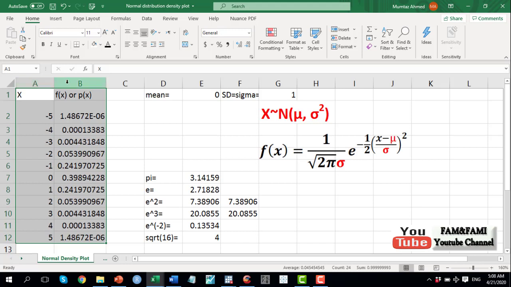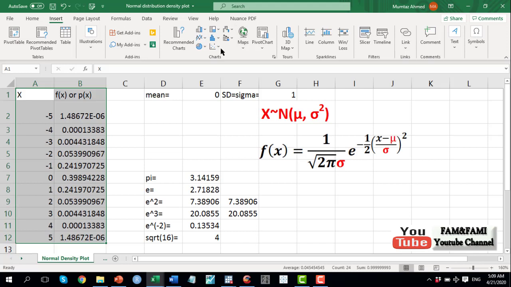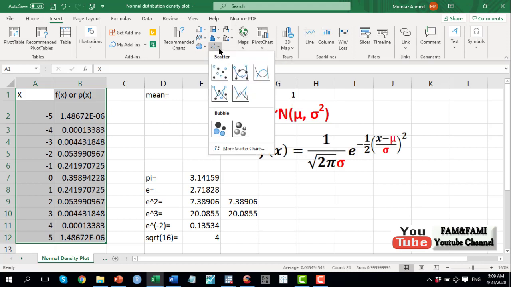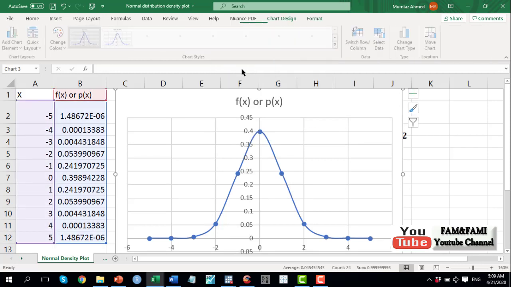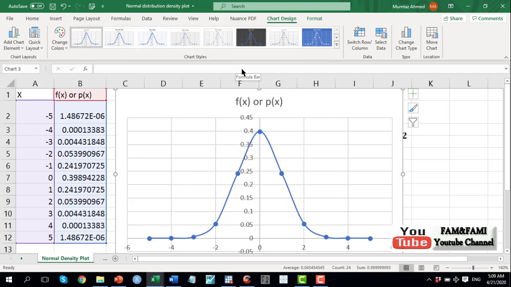In order to get the density plot, select both columns. The x and the next column gives us the corresponding probabilities. So go to insert and this chart, and use this connected chart with smooth lines and markers. So here is the bell-shaped curve. So this is how you can plot the density function.